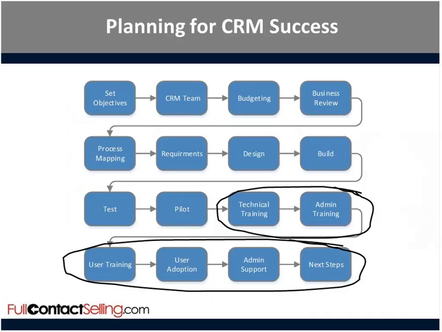So this is kind of the flow chart we've been following. So we talked about setting objectives, putting your CRM team together, going for budget, and really talking to executives about CRM, how to do a business review and process mapping. If you haven't seen those sections, please go there. It's really crucial information, especially in my background, Salesforce automation, get the process right. Requirements, design, build, test, and pilot. Today, it's all about the user and user adoption and training.